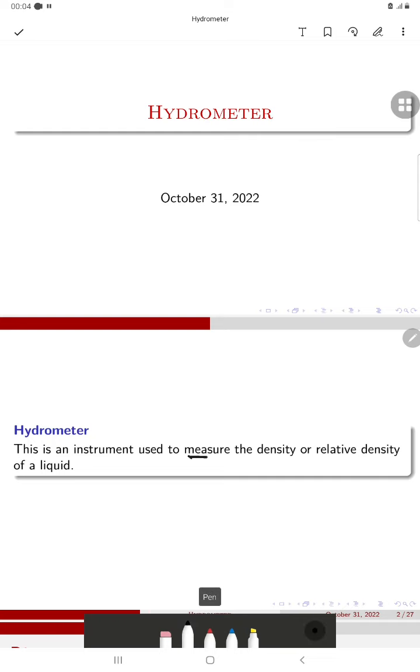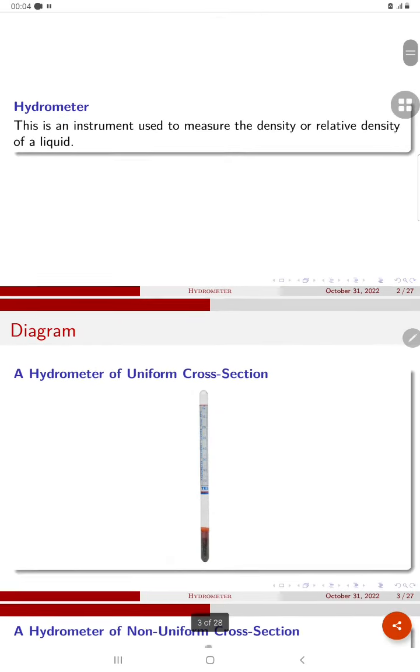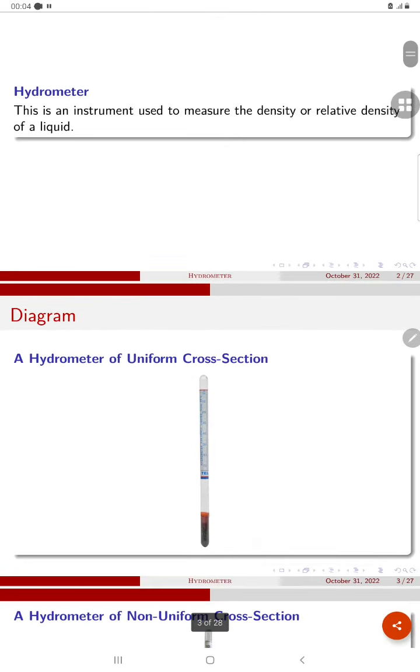So that is what we have here, right? So let us take note of that. Very interesting. We use it to measure the density or the relative density of a liquid. So take note. And this is the diagram of a hydrometer. When you check the diagram on the internet, you find different diagrams, but this is what I got to show you. And this first diagram we have here is a hydrometer with a uniform cross section.